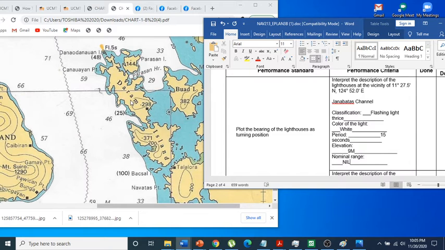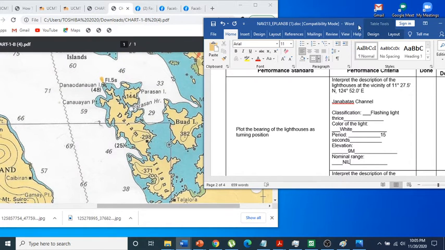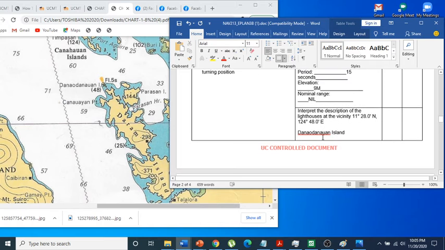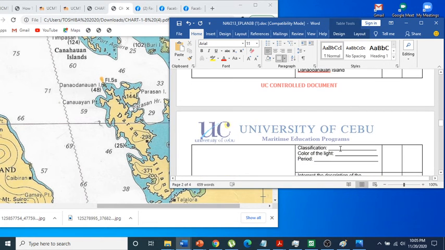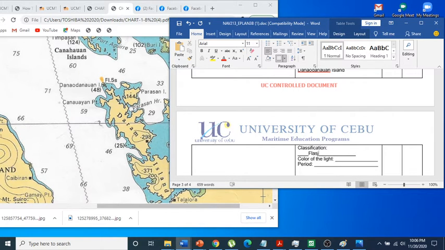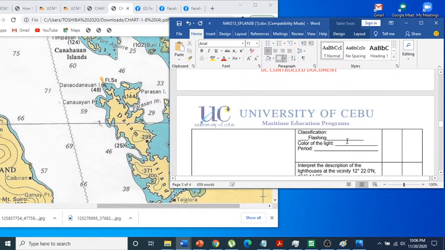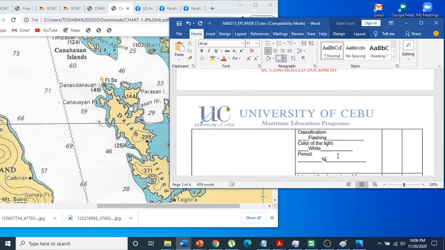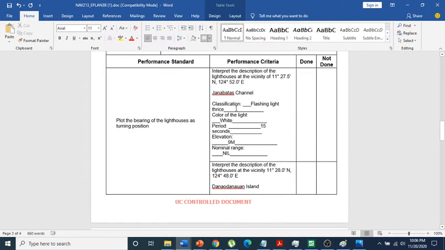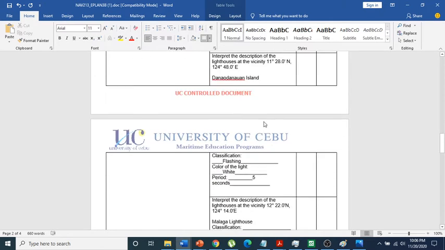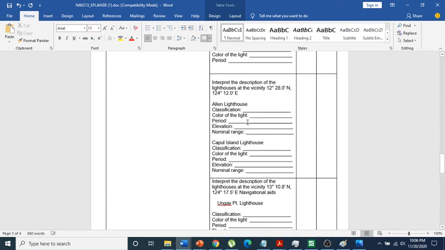Next one is the Dandwana light, Dandwana Island. So classification: flashing. There is no number of times, so you just put flashing. Color of the light, by default you put white. Period, you put 5 seconds. So that's basically what you're going to do. Just put the characteristics of the lights.